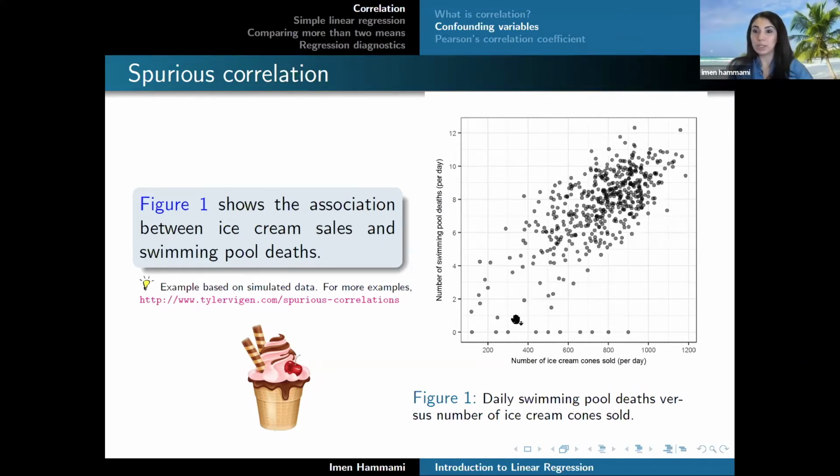I don't know what you think about this correlation. I'm putting a hint here: it doesn't really seem plausible. I want you guys to try and explain why we are seeing a relationship between the number of ice creams sold and the number of swimming pool deaths. Do you think we are more likely to die in a pool if we eat a lot of ice cream? I want you guys to think about what could be explaining this relationship between the two variables. I think we all agree it's not a genuine one. So I'm waiting to see your answers.